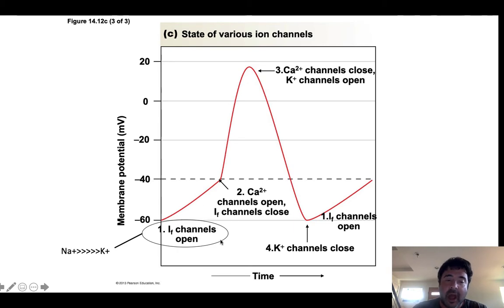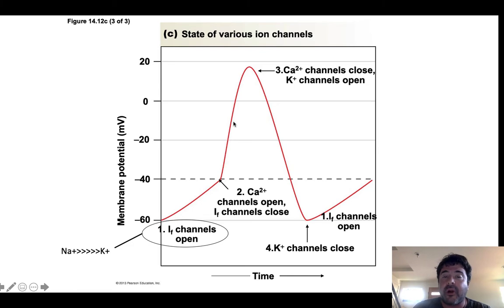So we have funny channels. Funny channels allow sodium in and potassium out, but much more sodium rushes in, so you get net depolarization. How do I know this is a cell in the sinoatrial node, an autorhythmic cell? Well, resting membrane potential is around negative 60 and the threshold is around negative 40 millivolts. That tells you right there just the electrical potentials that you're looking at an autorhythmic cell.